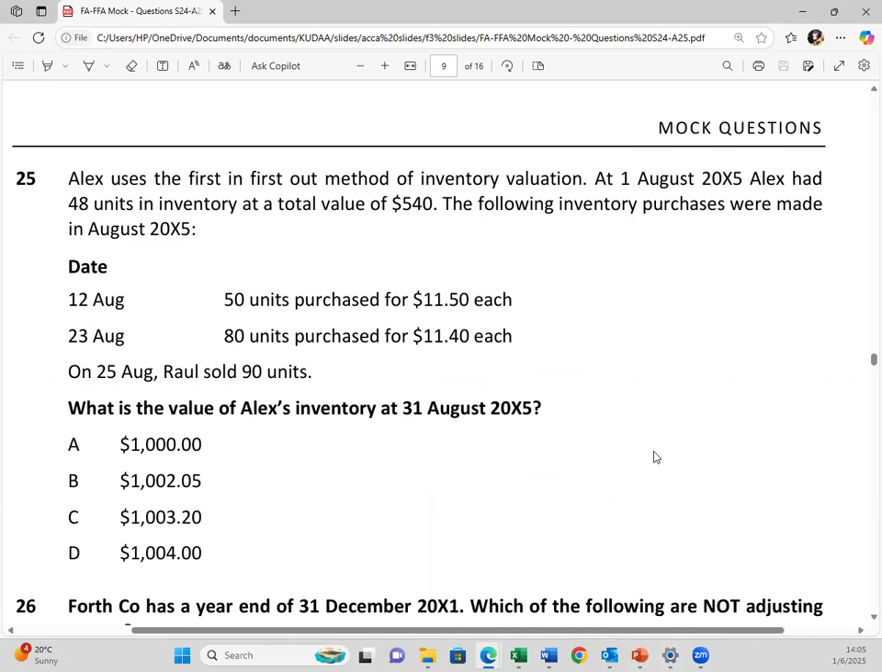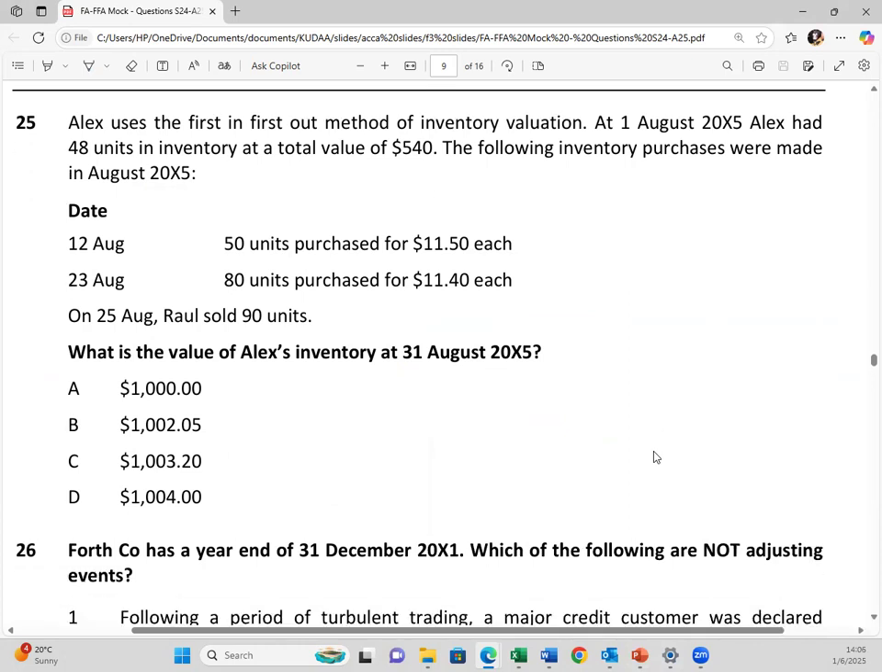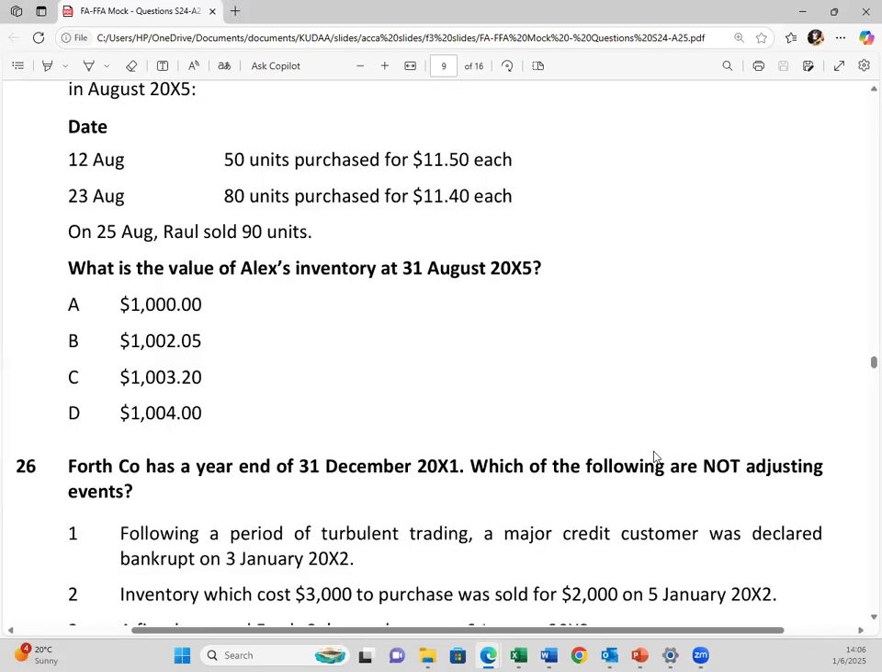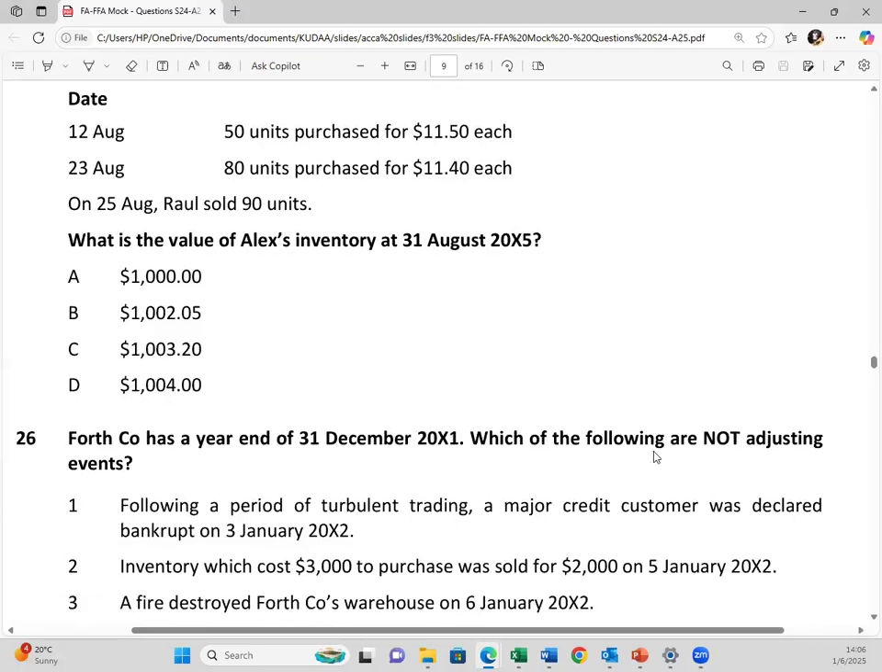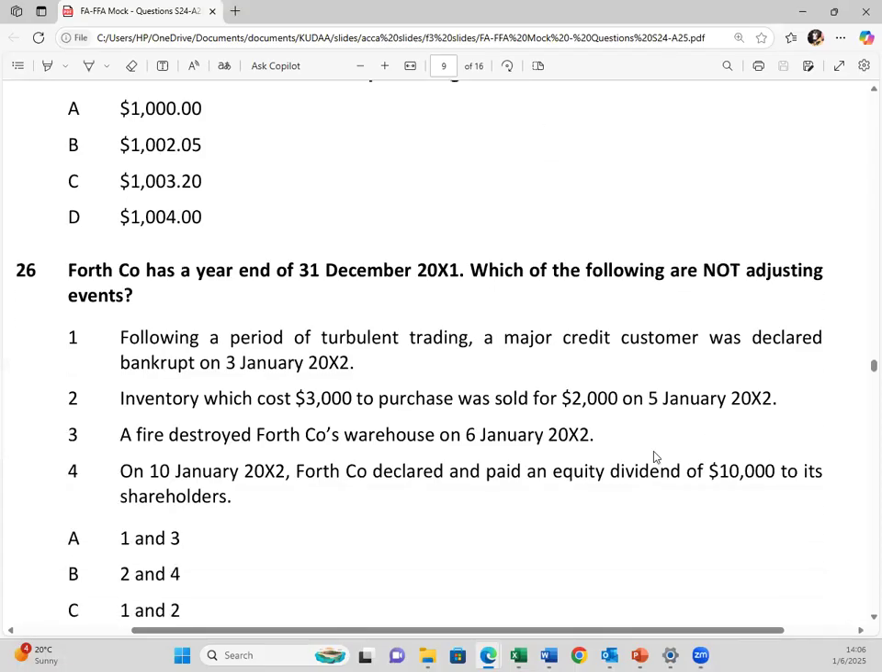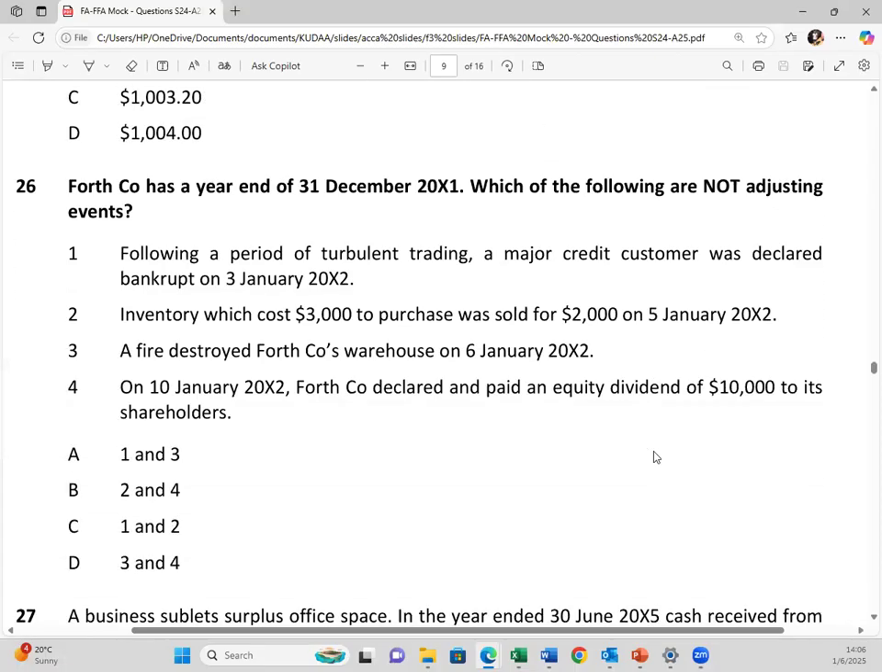If you are using FIFO, the assumption is the goods that came in first are those that you're going to sell first. Then if it is maybe AVCO, we are saying we can't tell which goods come in first, so we have to use the average. So now let's move on to the next question.